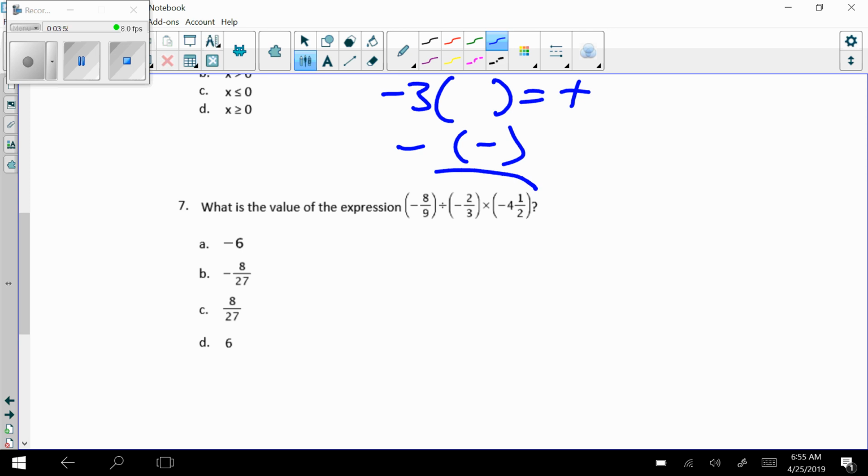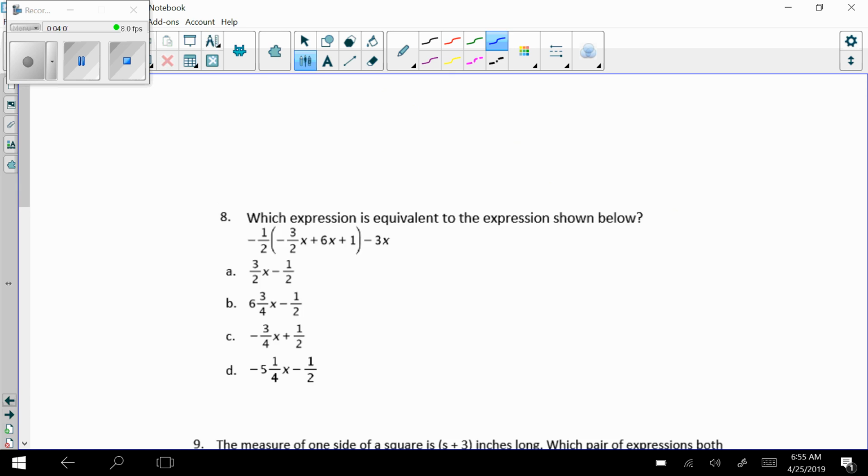Number 7, just put these all in your calculator. Just make sure you include your negatives. Write that down there. Calculator. All right, moving on.